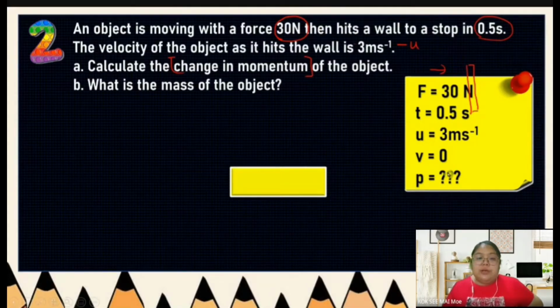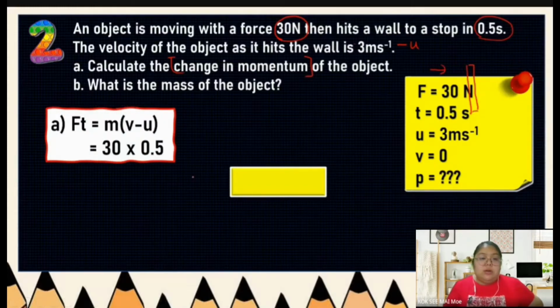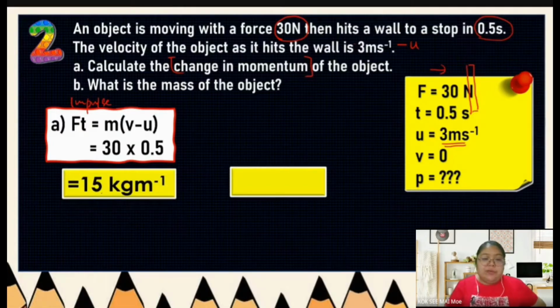So from here we just show Ft equals m(v minus u), or you can say impulse, that also can. Impulse equals m(v minus u). So from here, since it stops, I just take one of the velocities, enough. I don't need to put the negative. So my final answer has no negative one. So I can straightforwardly show 15 kg ms^-1.